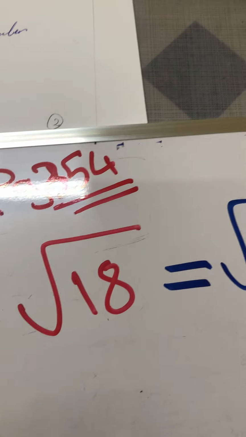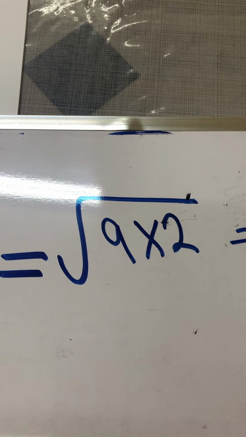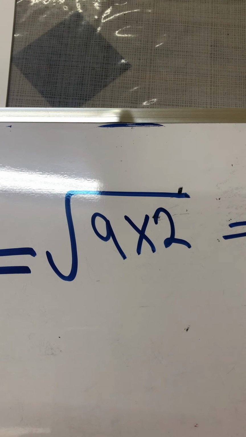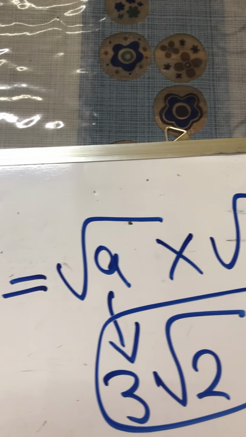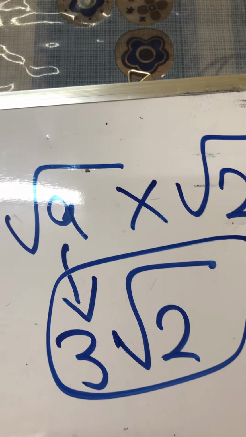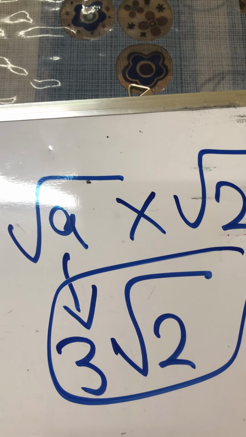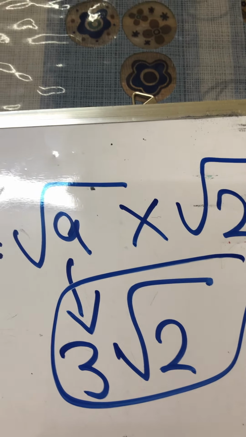This is question number 2. Simplify square root of 18. I'll change 18 into 2 factors, 9 and 2, multiplying with each other. Square root of 9 multiply square root of 2. Square root of 9 equals 3, and square root of 2 stays the same. The final answer is 3 square root of 2. Okay. I want question number 4.